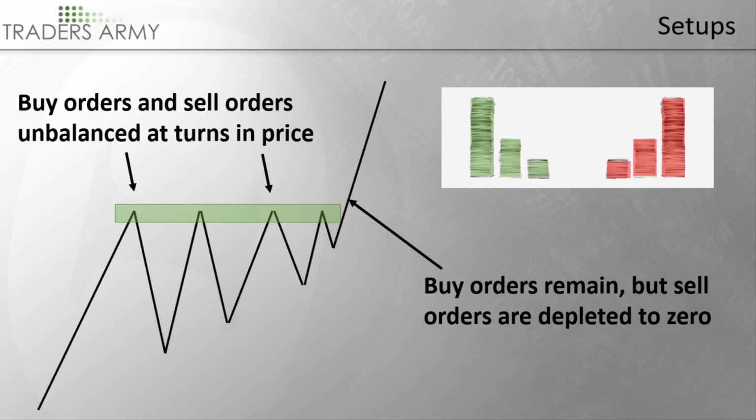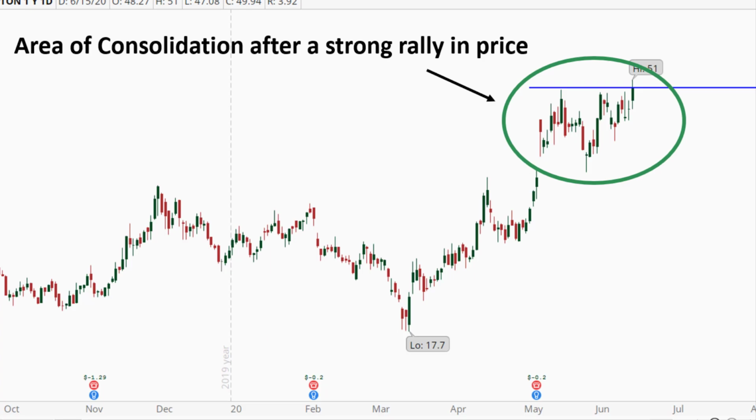The breakout exists because I run out of willing sellers, but there are still willing buyers. So when we think of it in those terms, the breakout is nothing more than buyers controlling the direction because there are no more willing sellers. So here's an example on a chart.